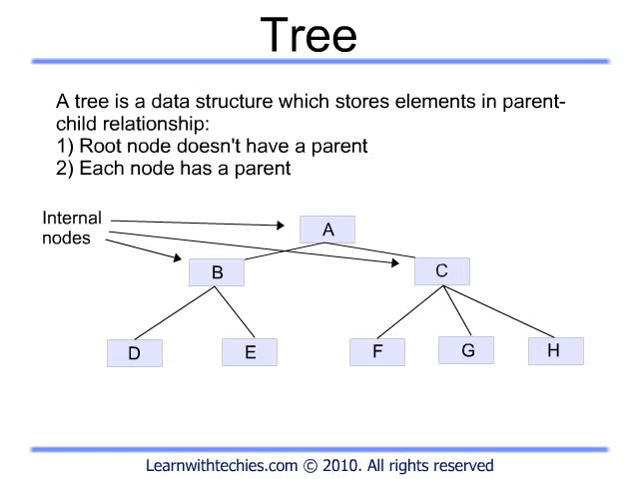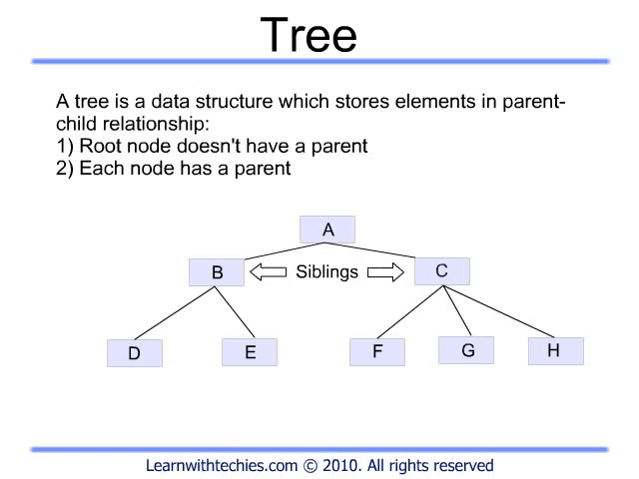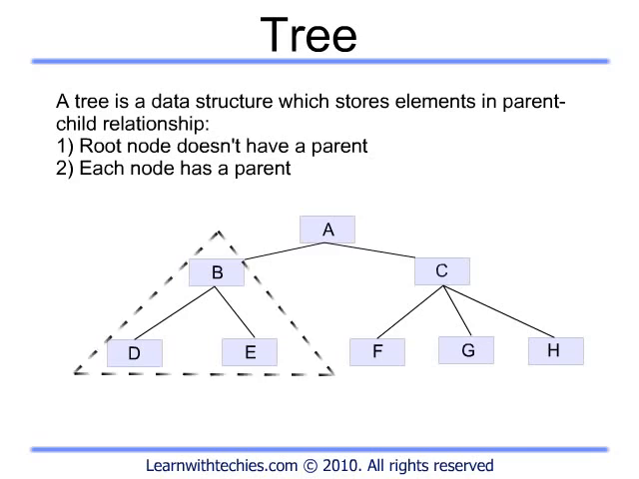Nodes which share a common parent are siblings to each other. So, B and C are siblings. But E and F are not siblings as their parents are different. Any part of a tree which can be further subdivided into another tree is called a subtree. So, the tree with root node B will form a subtree.